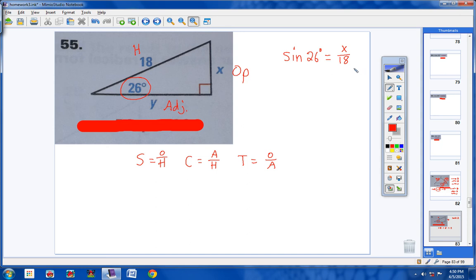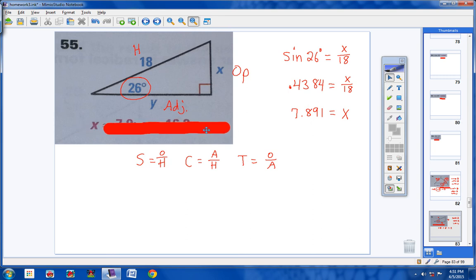Well, the sine of 26 is an actual number. Okay? And hold on one second. The sine of 26 is 0.4384. Now, your denominator is 18. So we're going to multiply both sides by 18. 0.4384 times 18 is going to give you 7.891. If you multiply this side by 18, you're left with x. So the answer over here, if you round correctly, will be 7.9.